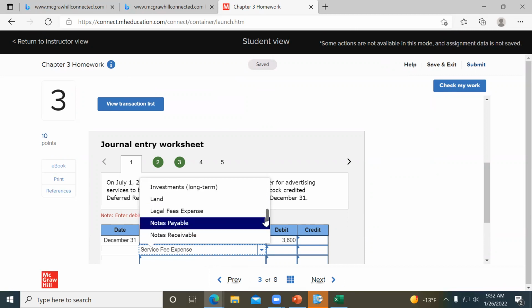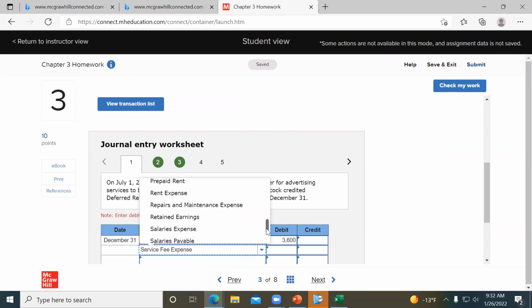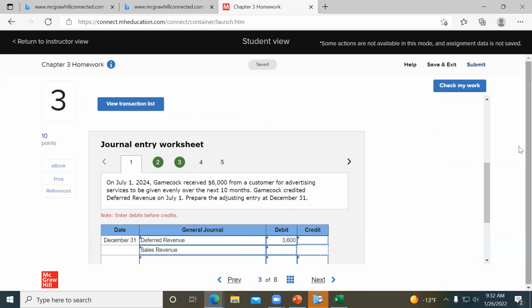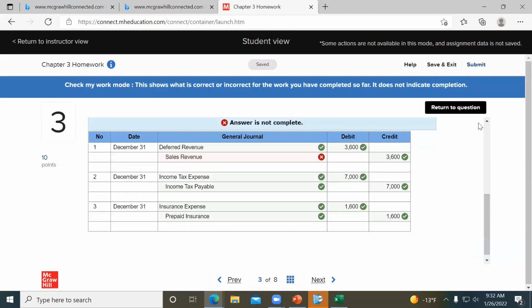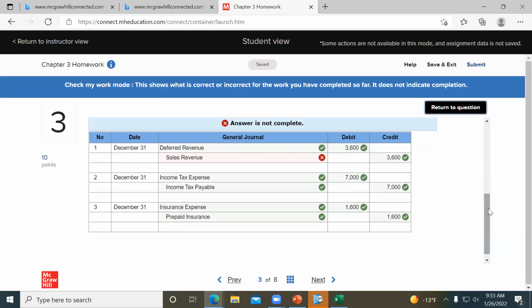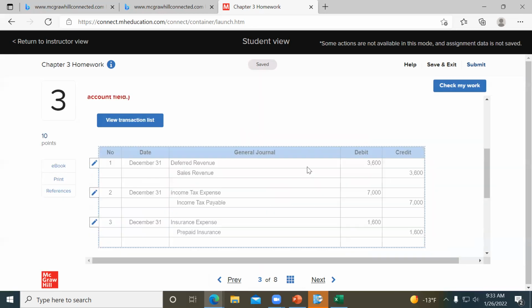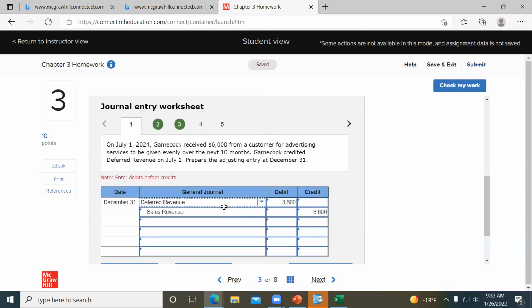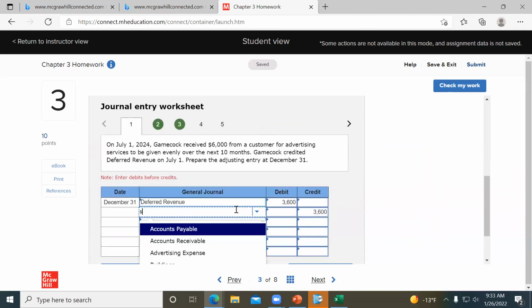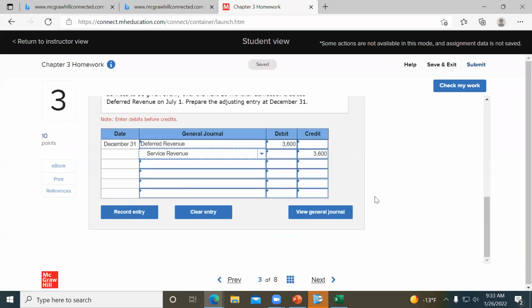Should be advertising revenue, but does anyone see a revenue here? Sales revenue for $3,600. Okay. Perfect, Alexis. Sales revenue is wrong. There's another revenue I've got to show. I think it's service revenue. Service revenue. Thank you. Thank you. Okay.